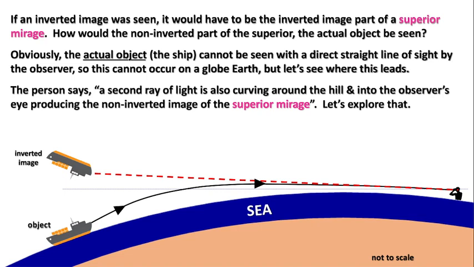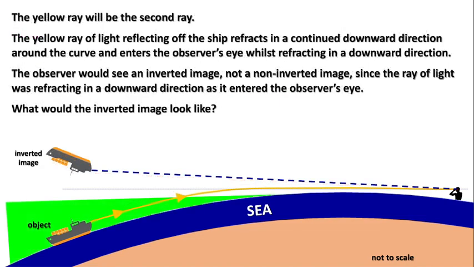The person says, a second ray of light is also curving around the hill and into the observer's eye, producing the non-inverted image of the superior mirage. Let's explore that. The yellow ray will be the second ray. The yellow ray of light reflecting off the ship refracts in a continued downward direction around the curve and enters the observer's eye whilst refracting in a downward direction.